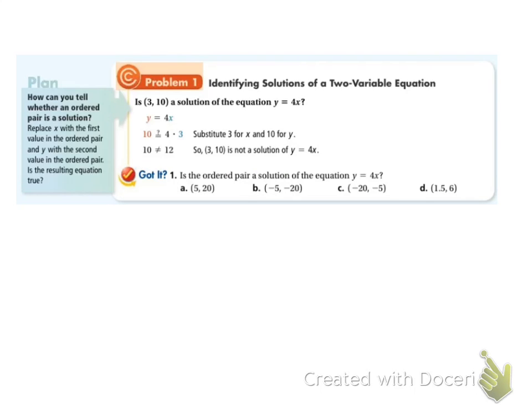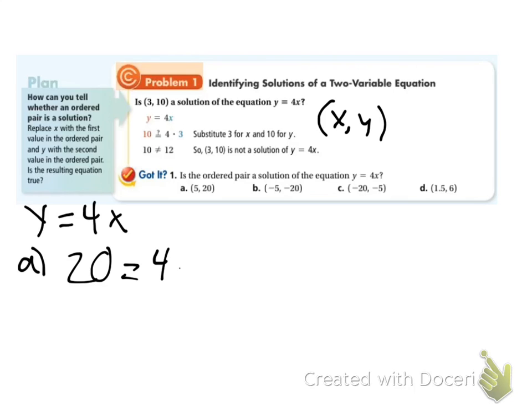So we're given the equation y equals 4x, and we will plug in the following points. So 5, 20, so I'm going to plug in 5 for x and 20 for y. Remember, our ordered pair is x comma y. So 20 is equal to 4 times 5. 20 is equal to 20. That is true, so this is a solution.